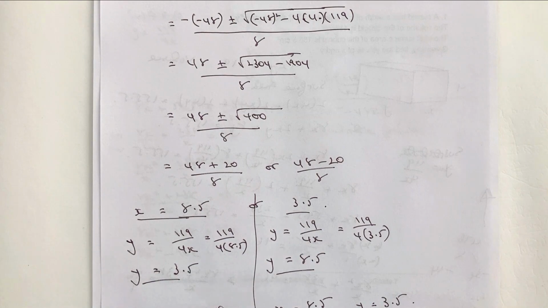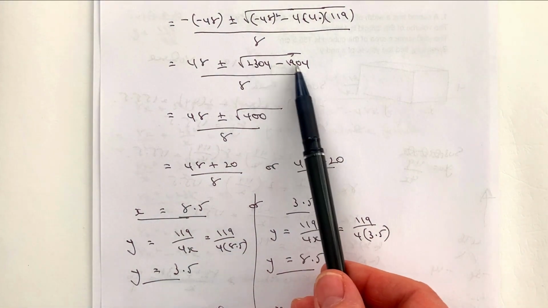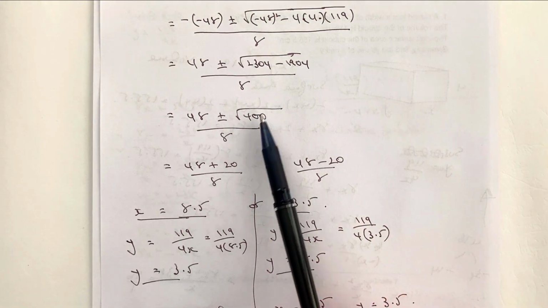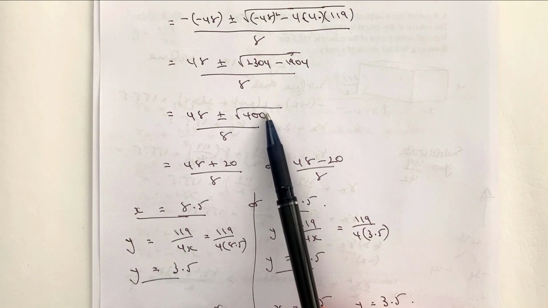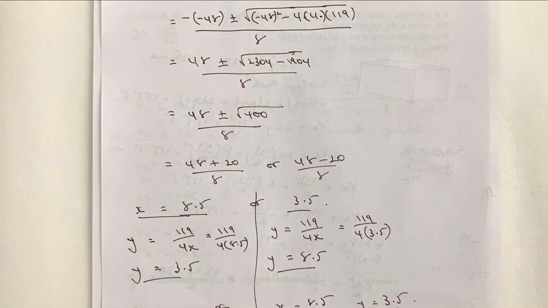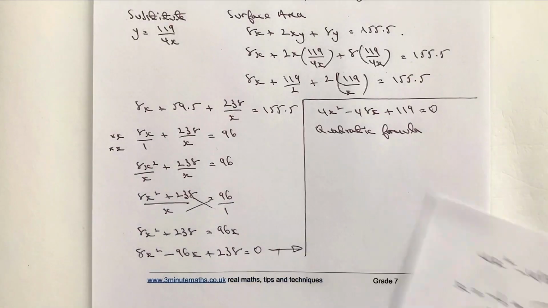Just be very careful when you work out your discriminant. But what you'll find is, if you do it accurately, it becomes the square root of 400, which is 20, which is fantastic. So it just gives you that level of confidence. However, there is another way, and I'll mention this in passing.